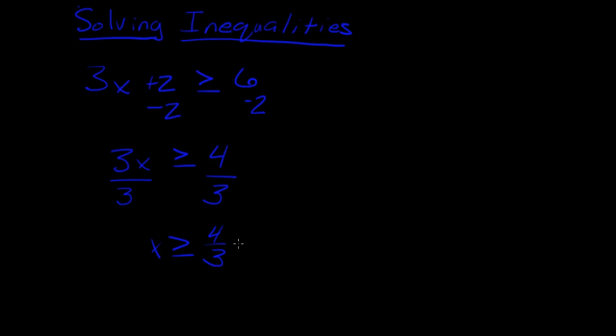What this is saying is that the values for x that are greater than 4/3 or equal to 4/3, if plugged into the original equation, should give us something that's true. If I want to graph this on a number line, it would look something like this. So we draw a straight line like this. I indicate where 0 is. I indicate where 4/3 would be. It's a little bit bigger than 1.